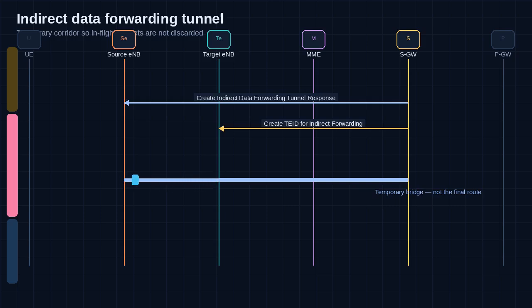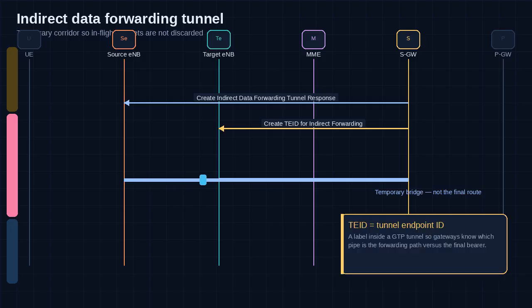On the diagram, you see a create indirect data forwarding tunnel response and the creation of a TEID, a tunnel endpoint identifier, for indirect forwarding. A TEID is simply an address label inside a GTP tunnel. It tells the gateways which pipe belongs to this forwarding path, so packets can be steered without confusing them with the final bearer. Indirect forwarding means user data can leave the old path and be relayed toward the target side through the core, instead of requiring a perfect instantaneous radio cutover.